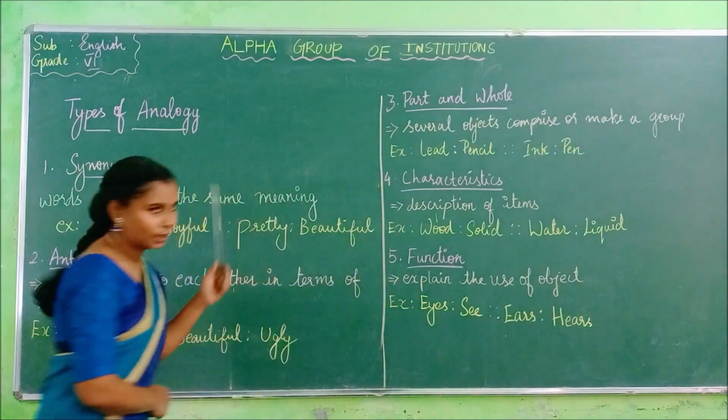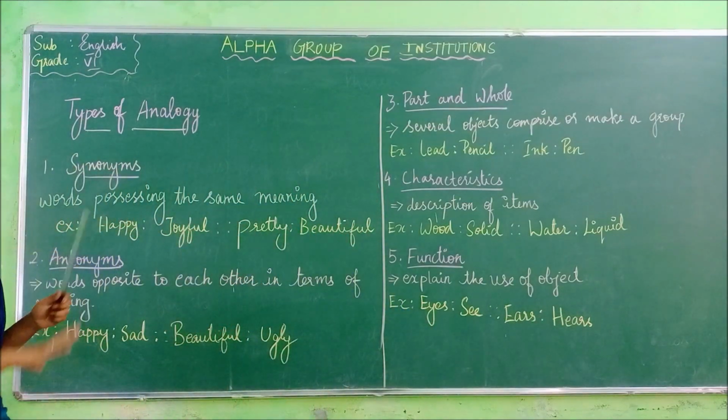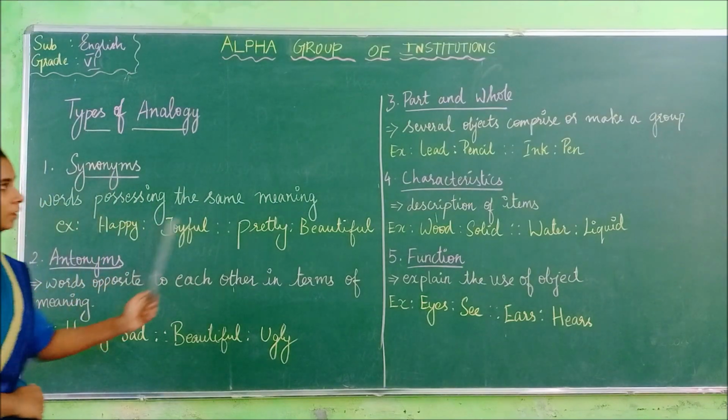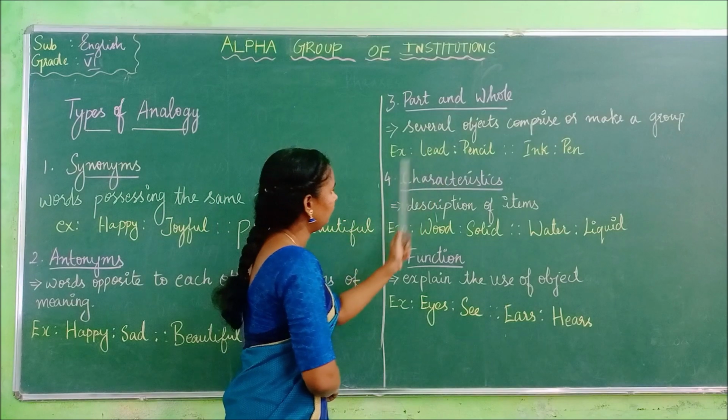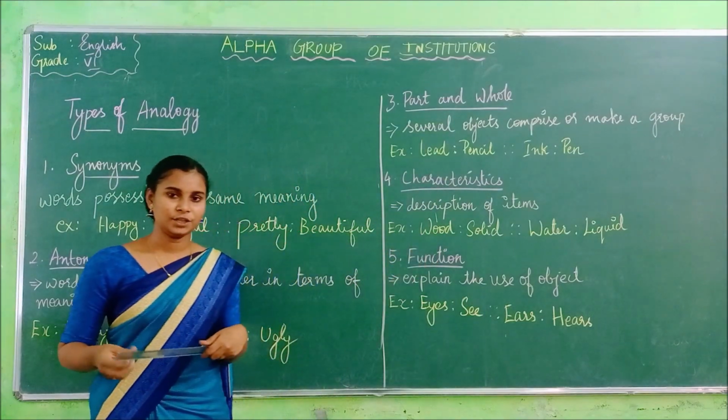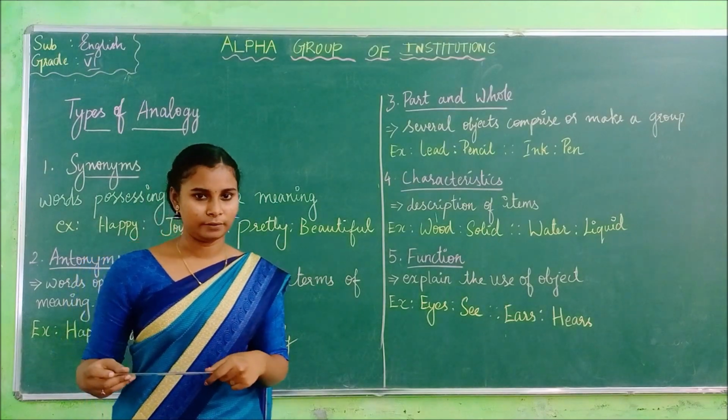Okay children, so what are the types of analogy? We have got 5 types here: synonyms, antonyms, part and whole, characteristics, function. So we'll see an exercise related to analogy now.